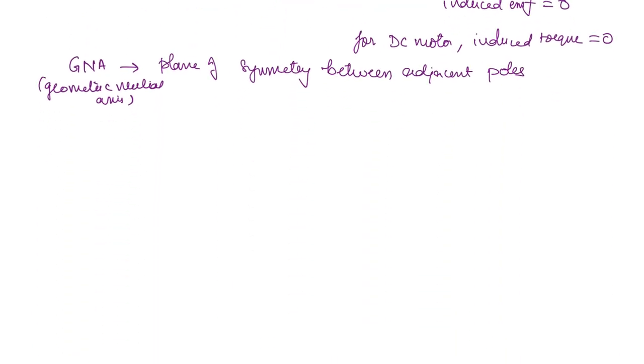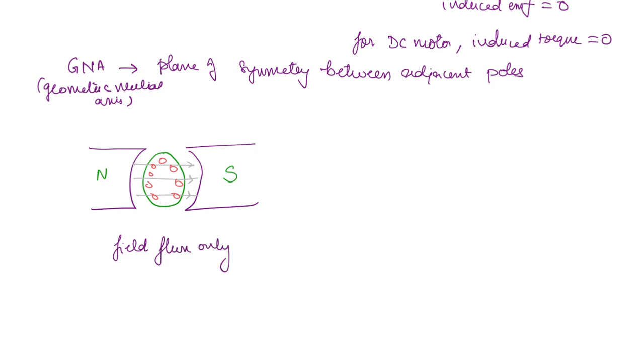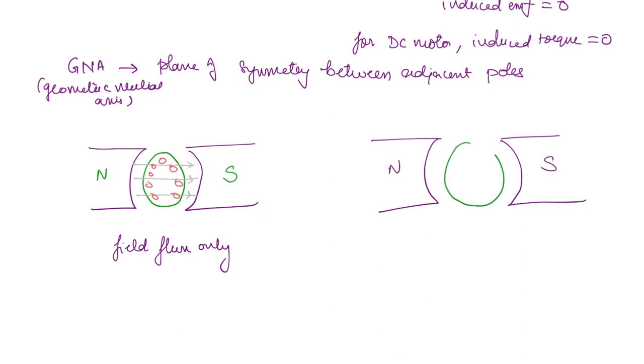For that, we will try to consider the field flux and the armature flux separately. So this is the north and south pole, and this is the field flux. There will be conductors here, right? We will not consider the field due to these conductors here. Here we are only representing the field flux. Next we will see only the armature flux. That means there is no field flux. So this will be the rotor and the conductors are going to be like this.